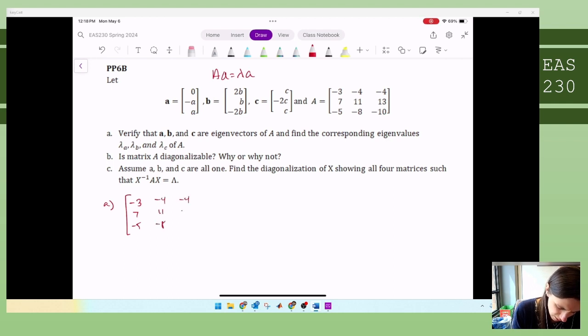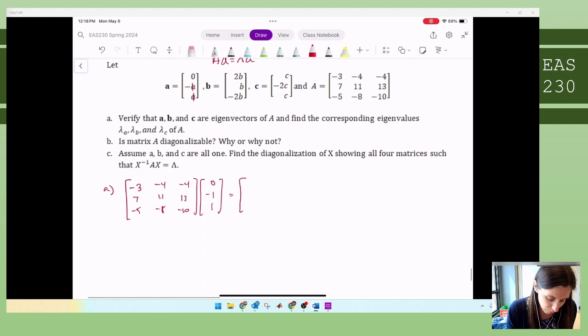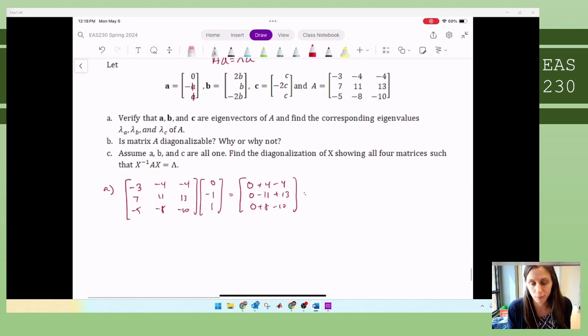So I copy down A and I do my multiplication. 0, negative 1, 1. I can literally just pick one, so I'm going to pick a value of 1 for A. Doesn't matter. It'll still get me what my lambda is going to be. So 0 plus 4 minus 4. 0 minus 11 plus 13. You don't need to do all of the multiplications, but I'm doing it just to verify. Plus 8 minus 10. Especially since, did I copy that first one down wrong? Oh no, it's 0. So that is going to be 0, 2, and negative 2.